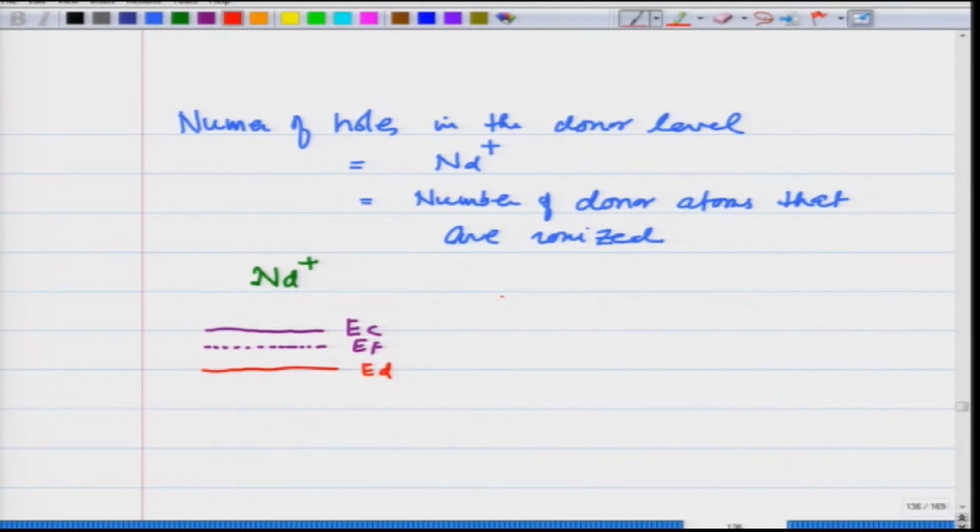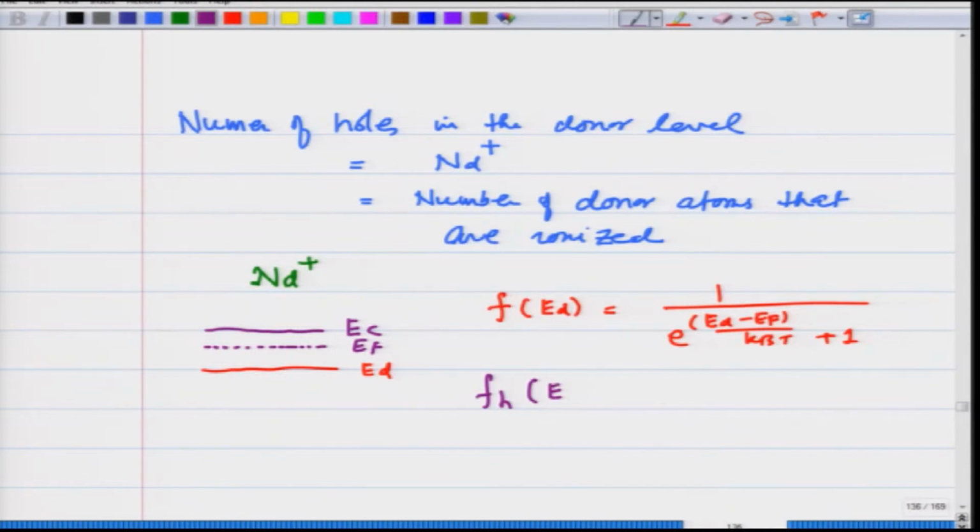Now, the probability of occupation of E_d is going to be equal to 1 over e raised to (E_d minus E_F) over k_B T plus 1. So, probability of having a hole, F_h, here, if not being occupied at E_d, is going to be equal to 1 minus 1 upon e raised to (E_d minus E_F) over k_B T plus 1.